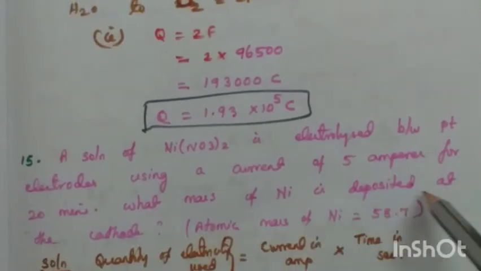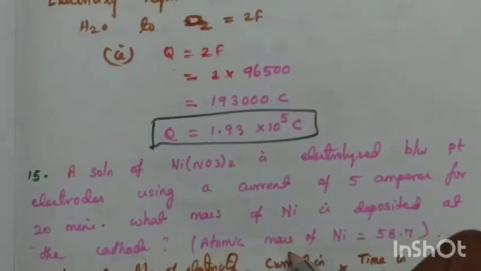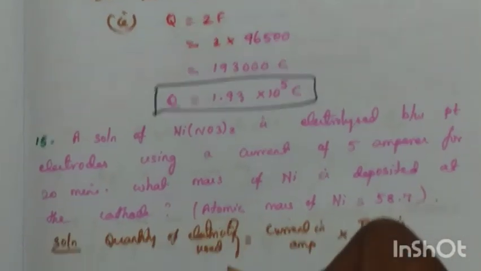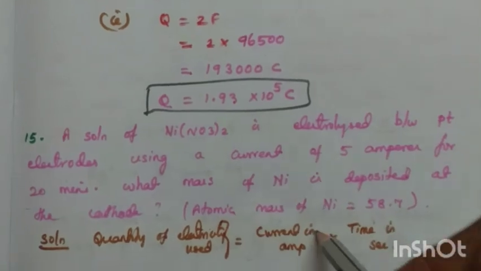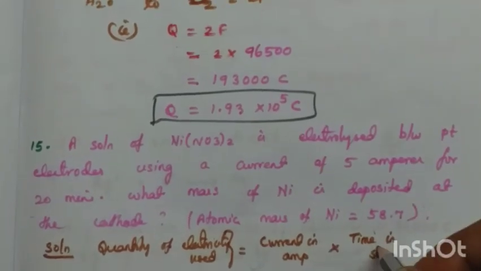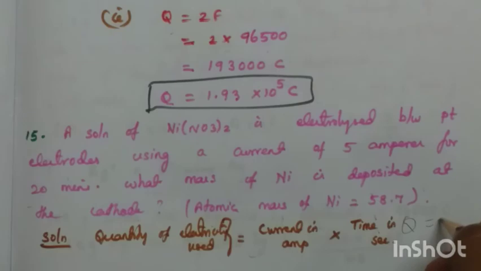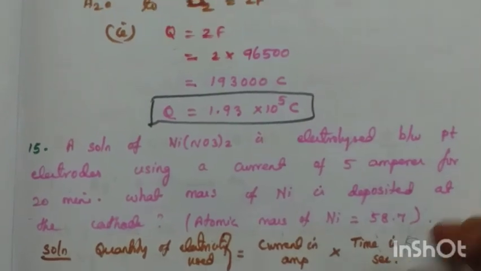What mass of nickel is deposited at the cathode? The atomic mass is given like this. The quantity of electricity passed is equal to current into time, that is, Q is equal to I into T. That is the formula.